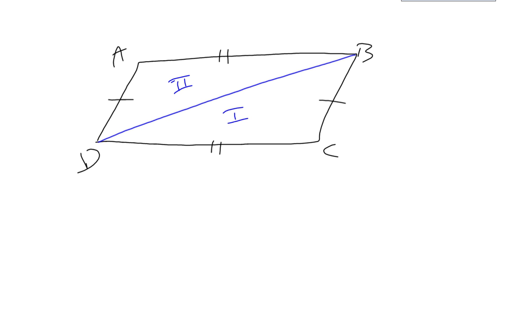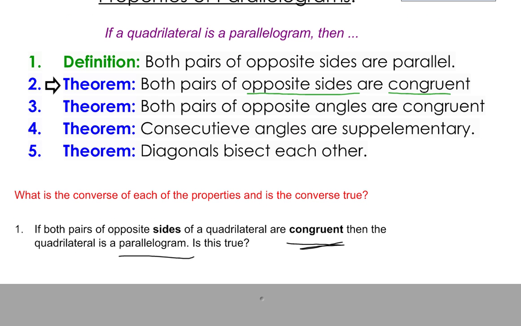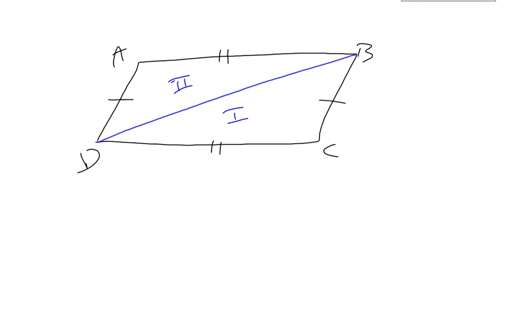Let's see what we're talking about. First of all, how am I going to show that these two triangles are congruent? Well, I know that DA is congruent to BC. That is given. And I know that AB is congruent to DC. That is given. Remember, the converse statement was if both pairs of opposite sides of a quadrilateral are congruent, then the quadrilateral is a parallelogram, and I'm trying to see if that's true.